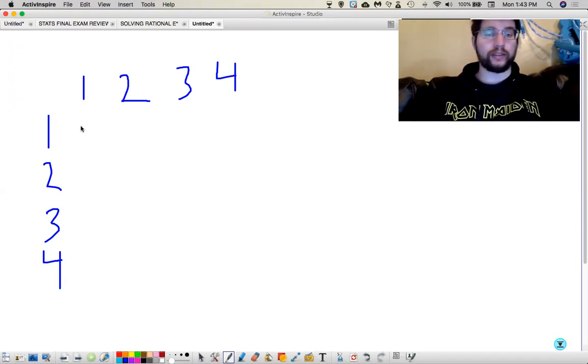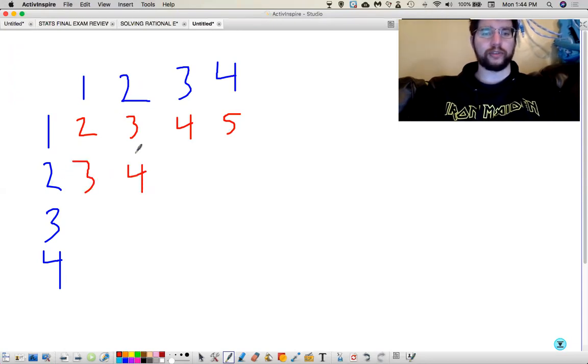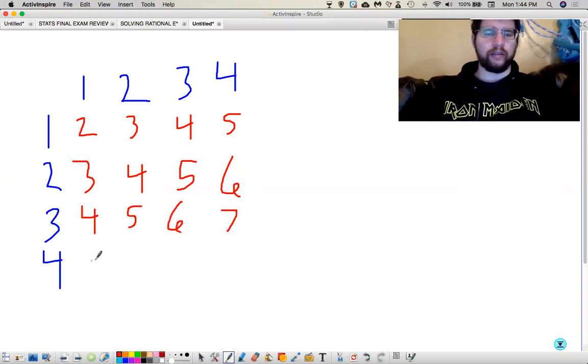If I roll a 1 and a 1, that's a 2. I'm actually going to do that in this color. 2, 3, 4, 5. 3, 4. I'm adding the row and the column. So 2 plus 2 is 4. 2 plus 3 is 5. 6, 4, 5. I'm sure you saw the pattern already. 6, 7, 5, 6, 7, and 8.